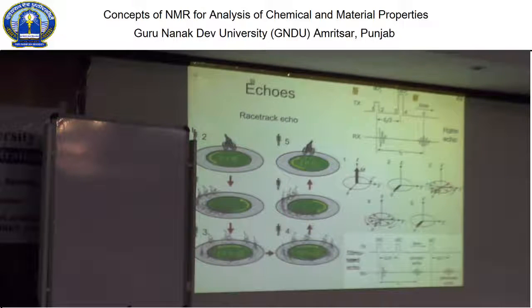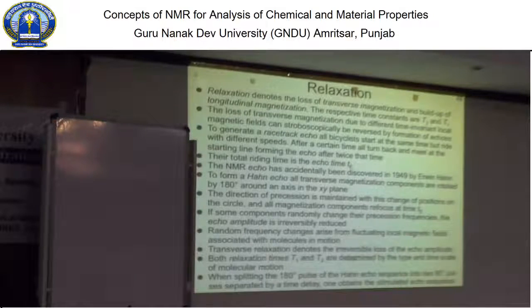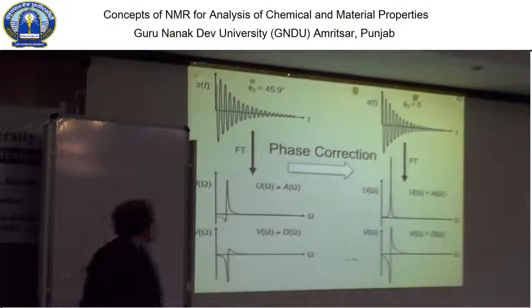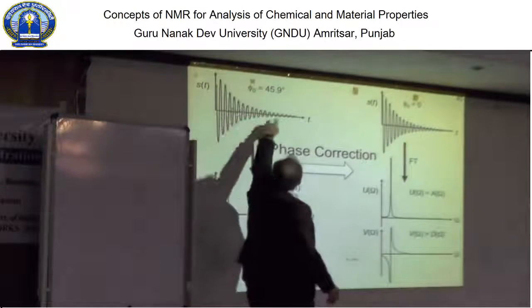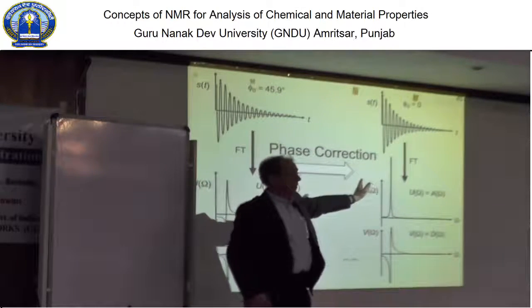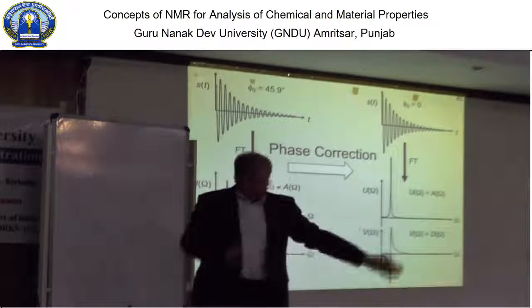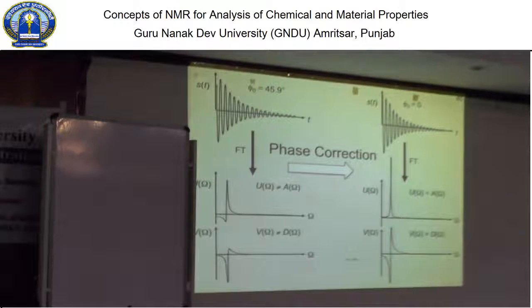That's something for later. In normal spectrometers, is it possible to differentiate T2 and T2 star? Oh, absolutely. If you can do an echo, you can discriminate T2 and T2 star. T2 star is the decay of the signal that you observe when you look at the free induction decay. But when you do an echo experiment and then change the echo time, then you observe the T2. T2 star is this one.